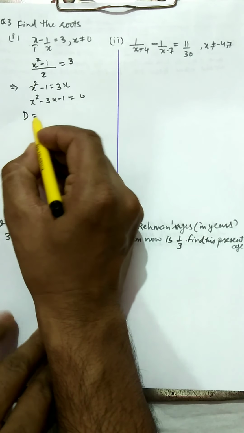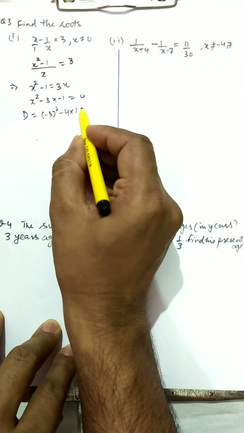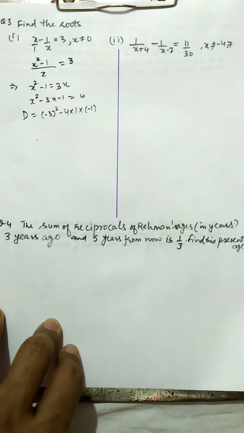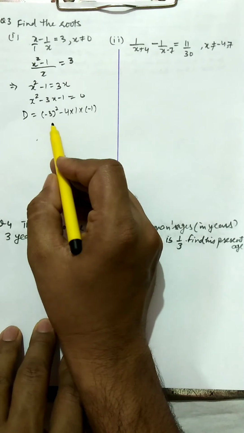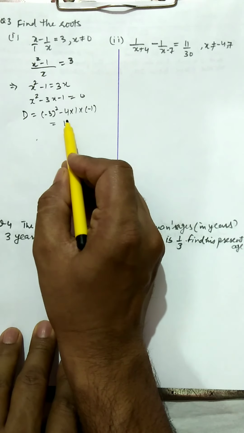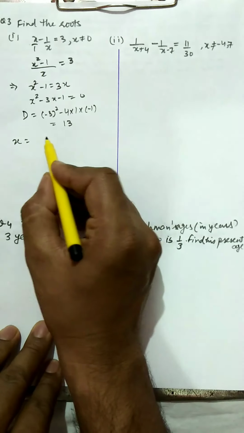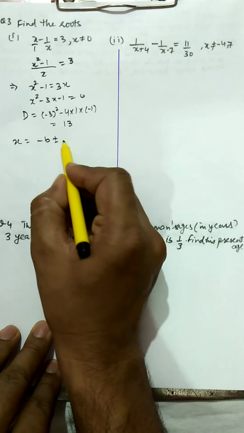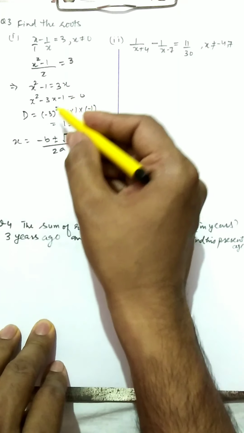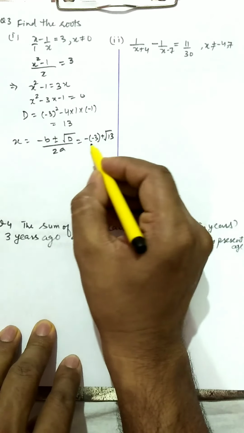We can find d first. d is b square, b is minus 3 square, minus 4 into 1 into minus 1. Your value of a is 1 and your value of c is minus 1. So this value is going to be 3 square is 9, and this is plus 4 into 1, this is 4. So 9 and 4, this is going to be 13. So your x will be minus b plus minus under root d upon 2a, I am writing the formula first. You can put the values. b is minus 3, so this is minus of minus 3, and under root d will be 13, and this is 2a.